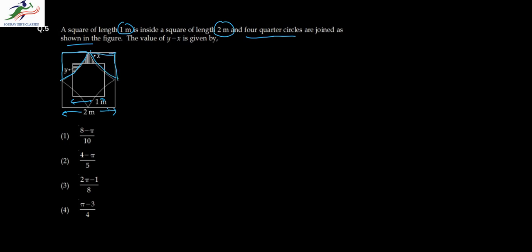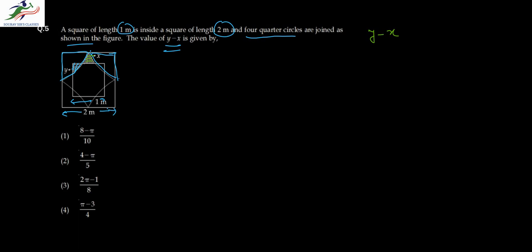So these are the 4 quarter circles that they are talking about, and the value of y minus x is required. So y is the shaded region that you see here, and x is the shaded region that you see here, and we are asked for the value of y minus x.